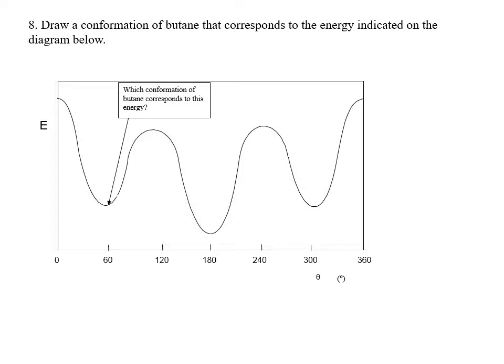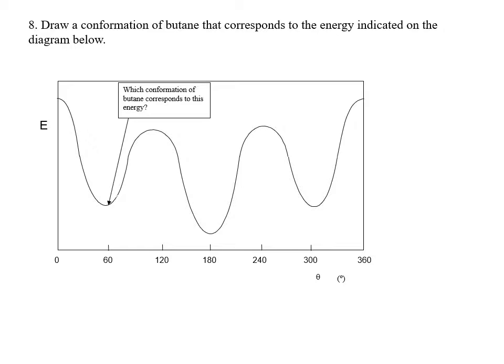Draw a conformation of butane that corresponds to the energy indicated on the diagram below. You should be familiar with conformational analysis of butane, and that includes the conformational diagram of butane, so the plot of energies as a result of dihedral angle. And you should be familiar with each of the extreme conformations. So each conformation corresponds to each absolute and relative maximum or minimum.